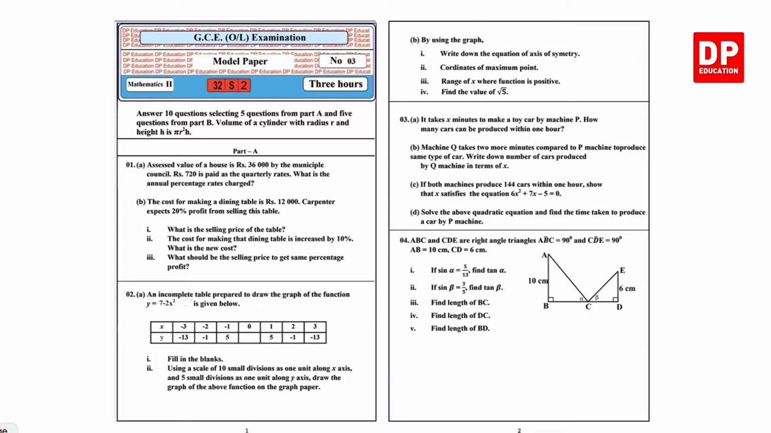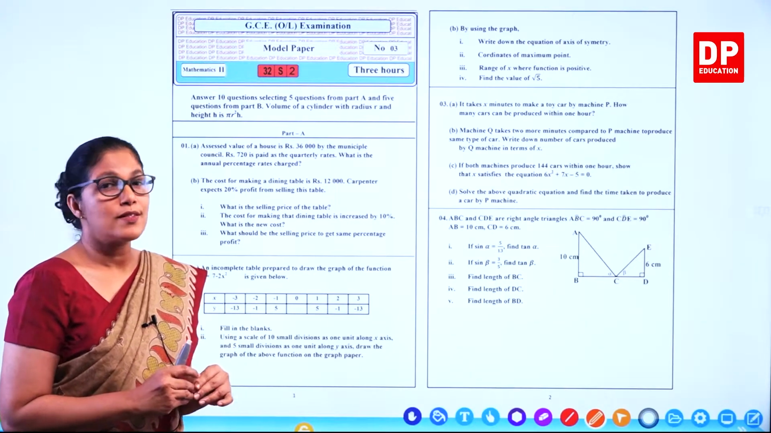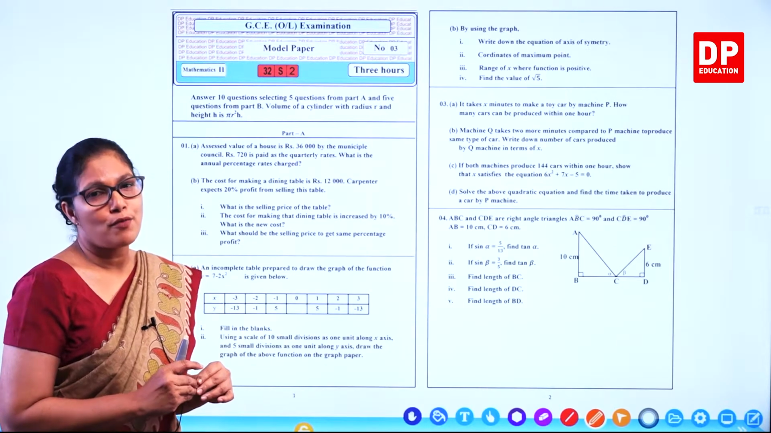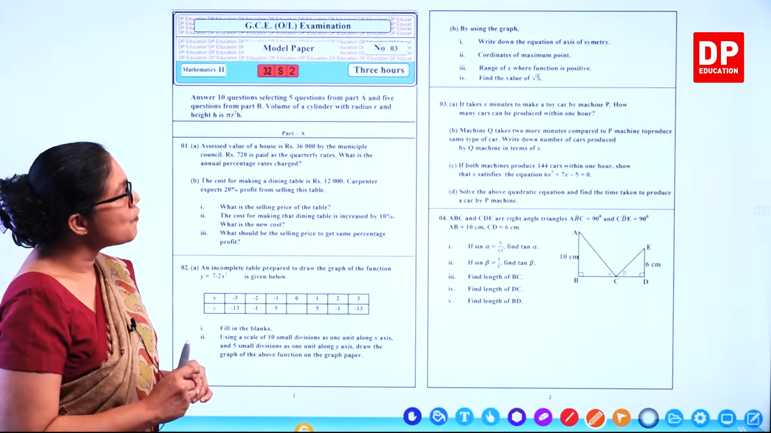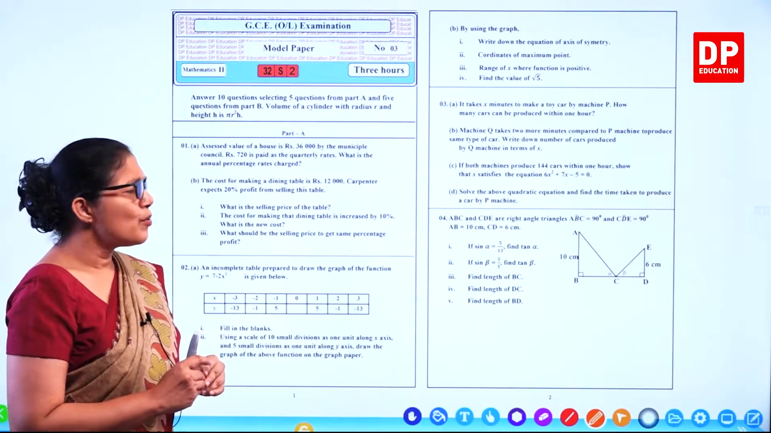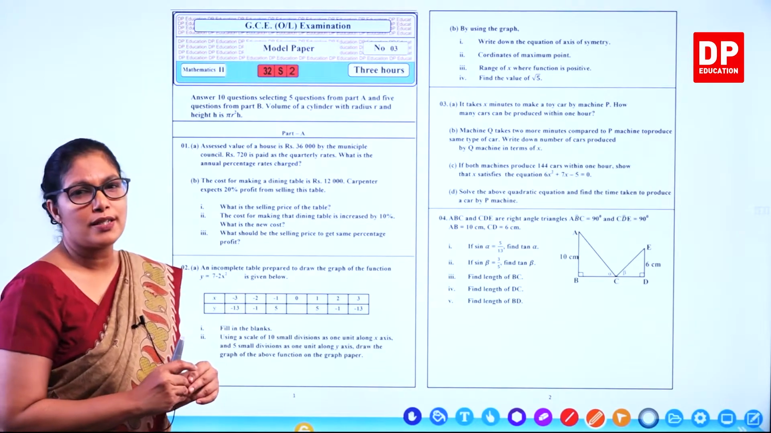In Part A you get 6 questions and you have to do only 5 questions, and also in Part B 6 questions. You have to only do 5 questions out of that. Each question is worth 10 marks for both parts, and you can spend a maximum of 18 minutes per question.